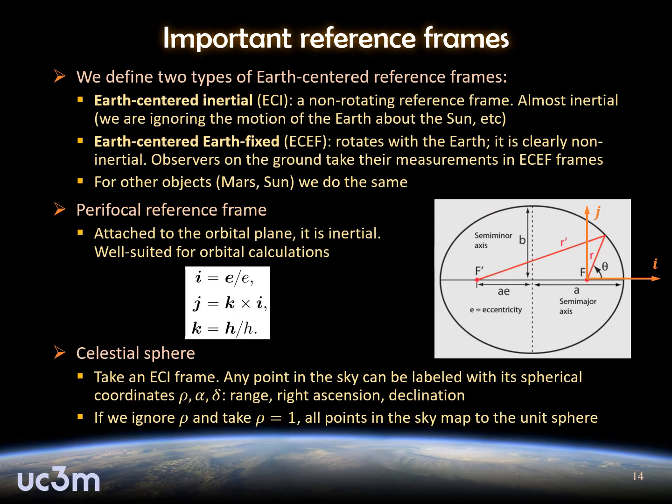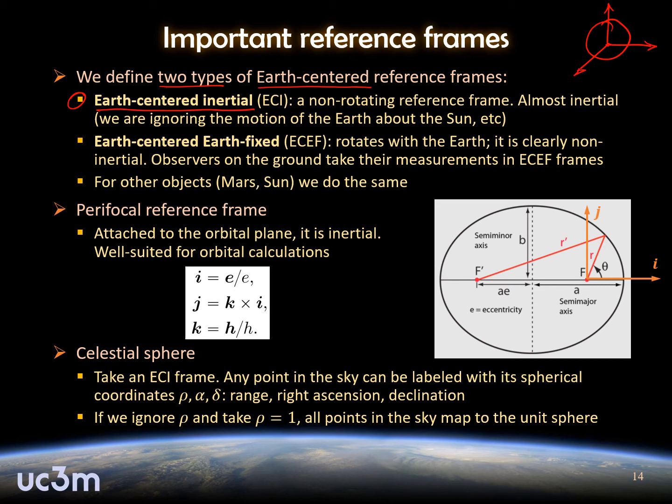In the next part of this video, I want to talk to you about some important reference frames. To start with, I want to introduce two types or flavors of Earth-centered reference frames, of which there are many. First of all, we have the so-called Earth-centered inertial, or ECI, reference frames, which in essence are centered on the Earth, but they are not rotating. So the axes point in fixed directions of the sky.